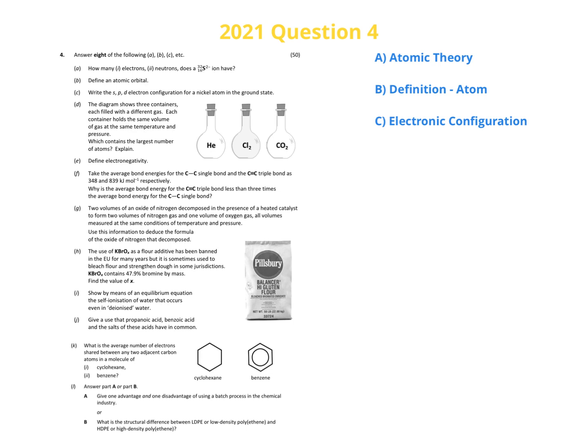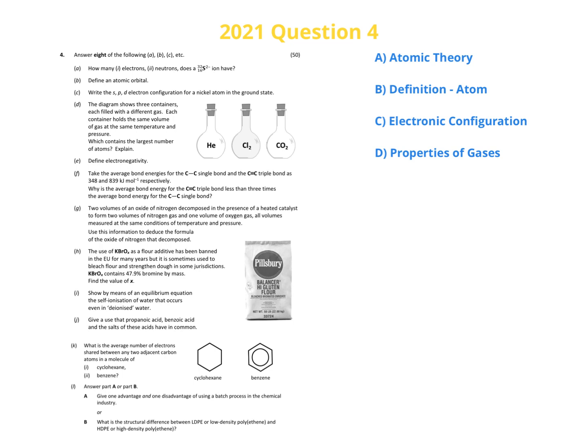Part D then says that the diagram shows 3 containers, each filled with a different gas, and each container holds the same volume of gas at the same temperature and pressure. Which contains the largest number of atoms, and it asks you to explain. A tip I'll give you: if you see the words same volume, same temperature and pressure, or if you even see the words volume, temperature and pressure in the one question, you are realistically looking at a property of gases question. So that's what we have in part D.